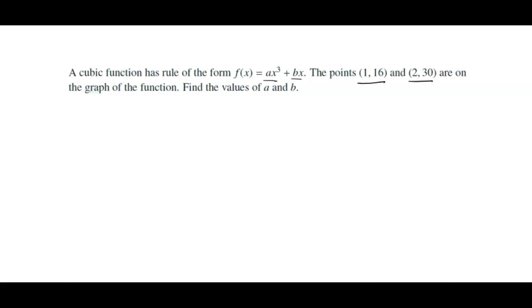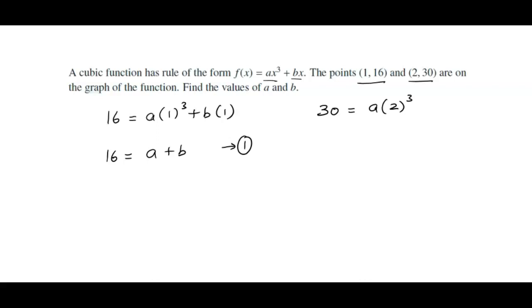So we're going to start by substituting both the points into the equation. Substituting (1, 16) into the rule gives me 16 equals a times 1 cubed plus b times 1. If I simplify this further, I get 16 equals a plus b. I'm going to call that equation number 1. Substituting the second point, I have 30 equals a times 2 to the power of 3 plus b times 2. Simplifying that gives me 30 equals 8a plus 2b. I'm going to call that equation number 2.